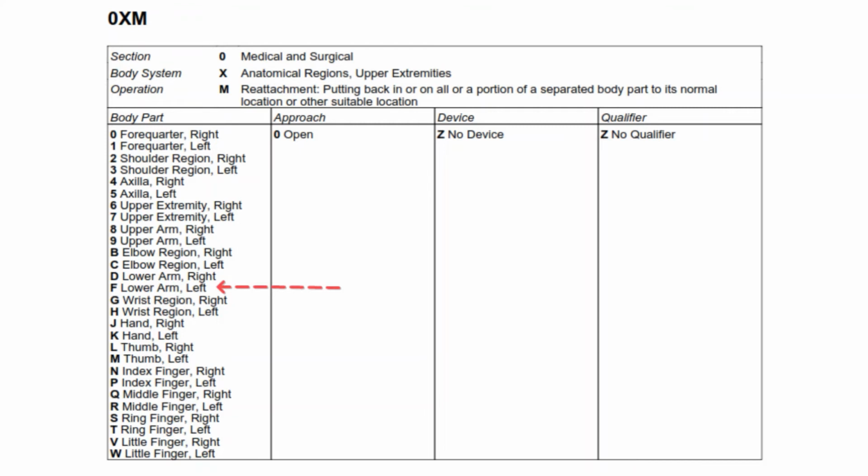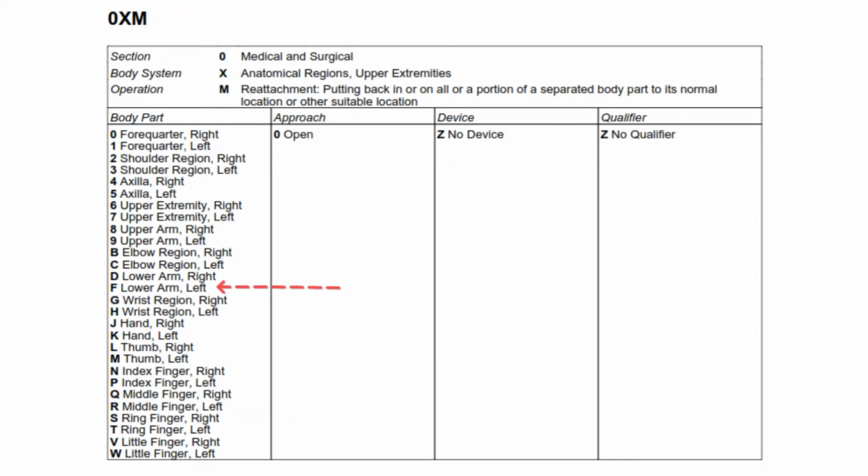Because this procedure is done on multiple body systems. You need to attach the bone, you need to attach the joint, you need to attach the muscles, the nerves, the blood vessels, the tendons, right? Multiple things are involved. That is the reason we are coding this root operation to anatomical regions, upper extremities, and we are not coding it to upper joints or lower joints and so on. The body system is anatomic regions, upper extremities, because it covers all the vital structures that have been reattached. Root operation is reattachment.